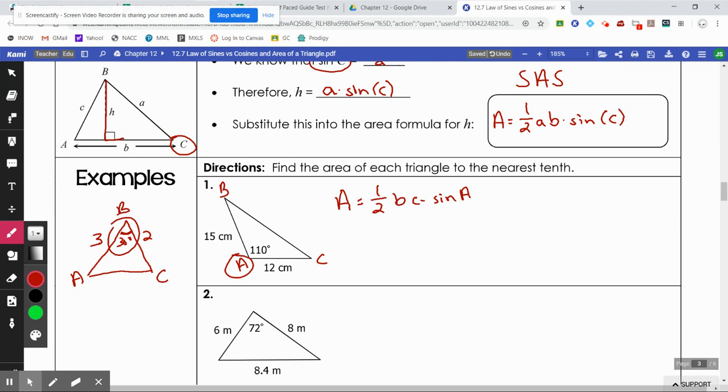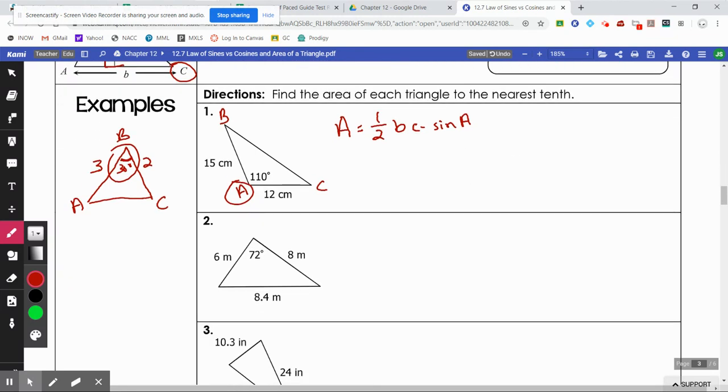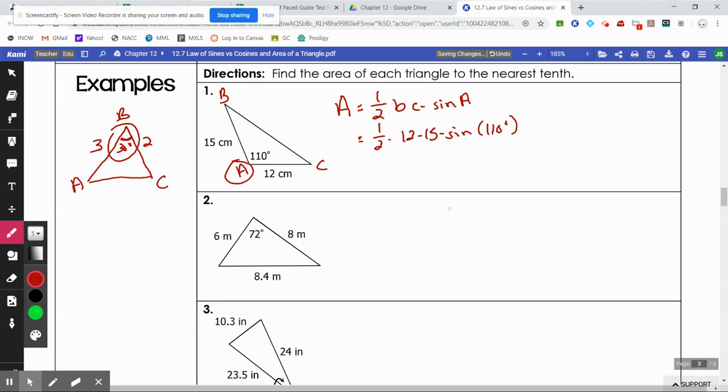You have 1/2 times B times C times the sine of A, or you have 1/2 times A times C times the sine of B. So any of those would work. So this is just rearranging of the letters. This is still the same formula. So you have 1/2 times B would be 12, C would be 15, and the sine of 110 degrees. And then you can just type that straight into your calculator.